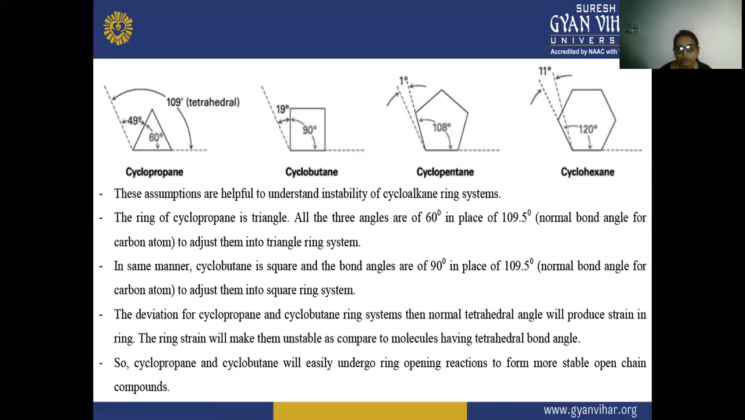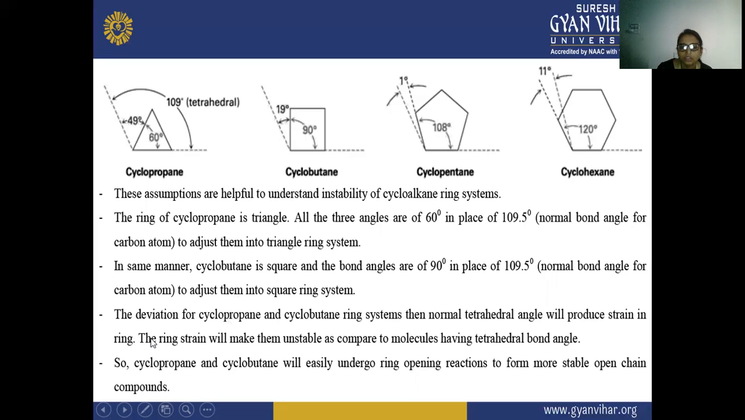So in place of the 109.5 degree, the normal bond angle, or ideal bond angle, for the carbon atom, we have to adjust the bonds into the ring system. If we adjust them, it will show this structure. In cyclopropane, you can see a 49 degree deviation is coming, so the ring should be like this. And in the case of cyclobutane, the ring should be like this.